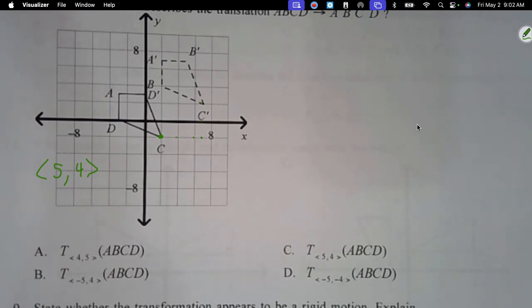So you only have to do one. Yeah, because all of them, it's going to stay the same shape. All of them are going to follow that same path. Which if you wanted to, Lily, like if you were nervous about, did I get that right? Pick another point, see if you get the same answer.